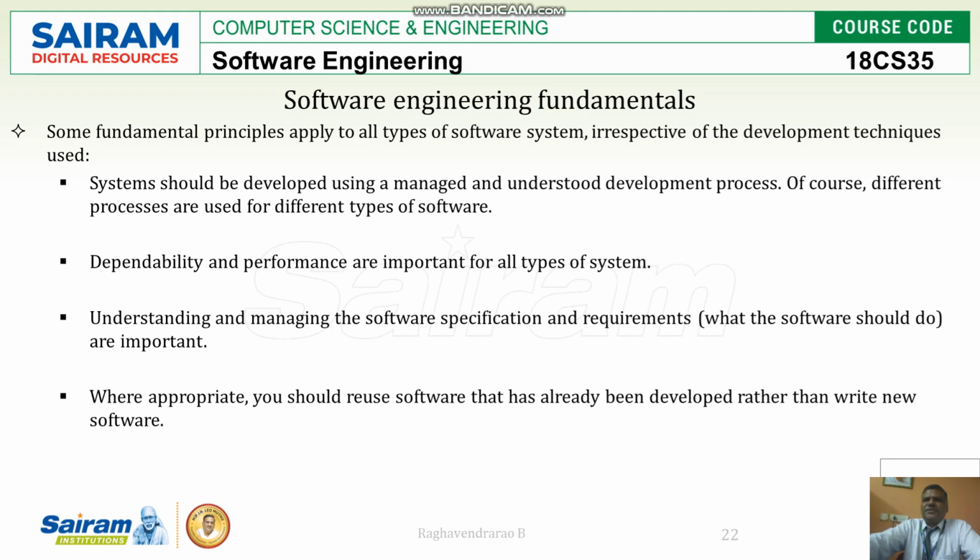The fundamentals of software engineering speak about the types of software systems, irrespective of the development techniques. First thing is that the system should be developed using a managed and understood development process. It means first you should understand what product you are going to make and how you are going to manage this.